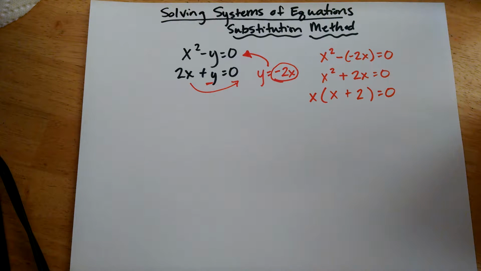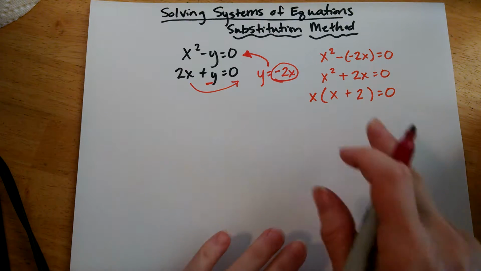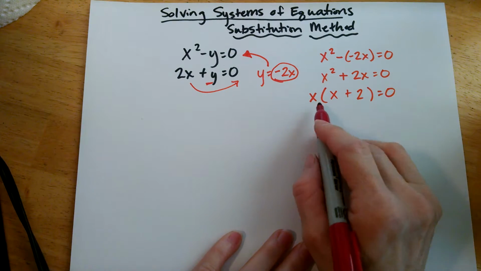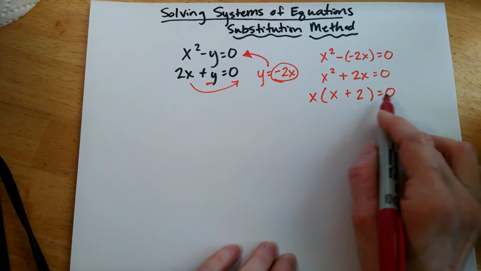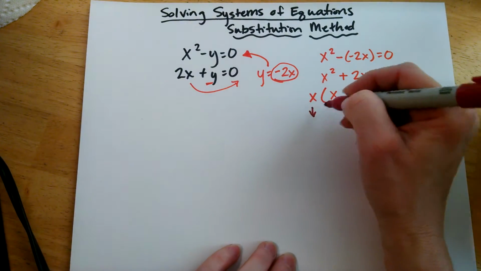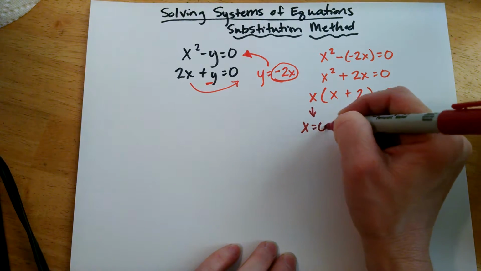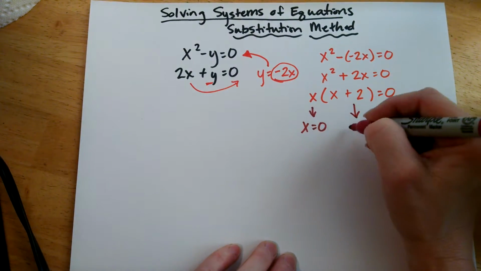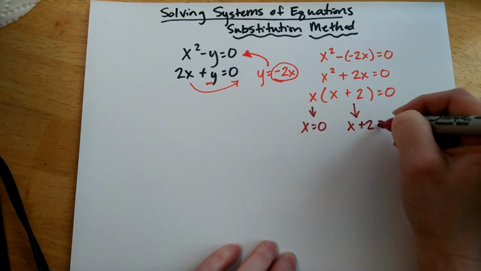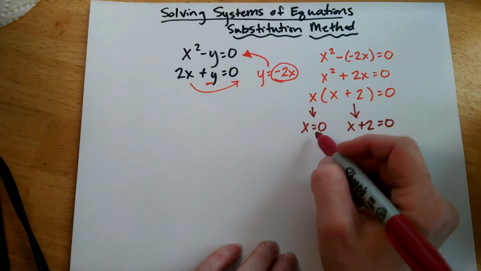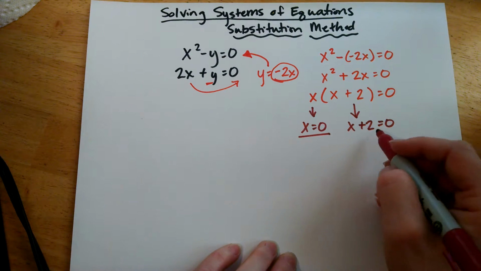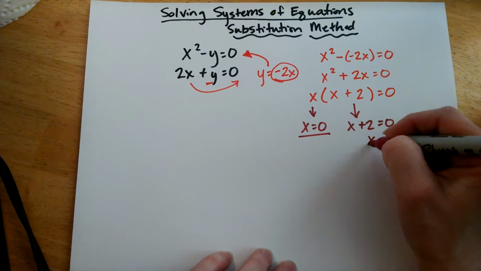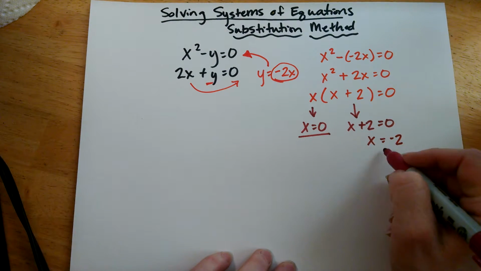Okay, now the law of zeros, yes, it exists. It says that anything multiplied by 0 will give you 0. Which means this times this would give me 0. So I need to set each of those to equal 0. So x equals 0 and x plus 2 equals 0. Okay, this is already solved for us. This one I'm going to move the 2 over here and x will equal negative 2.